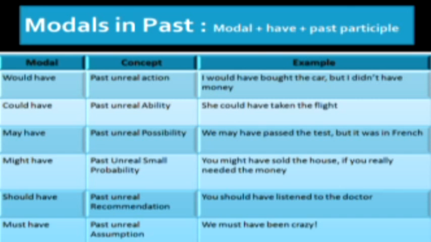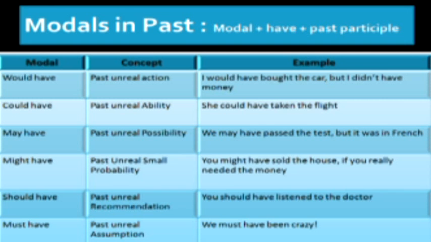Now modals in past. Modal plus have plus past participle. I have already explained this to you. Now I will give you a few examples. Just see the examples. Would have, concept is past unreal action, and the example is I would have bought the car but I didn't have the money. Now unreal action. We are talking about something which is unreal.